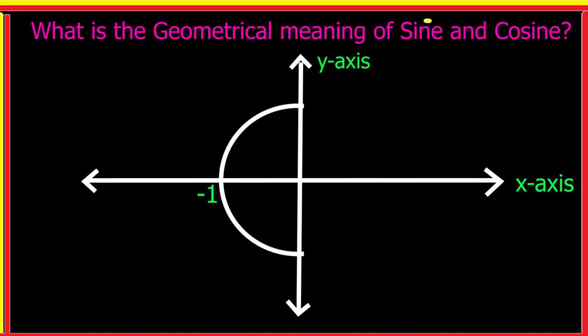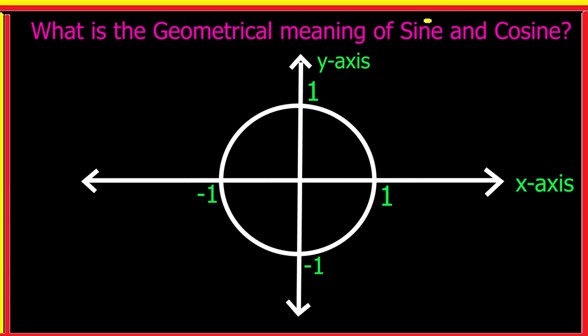I will start by defining the trigonometric functions sine and cosine. Those functions are defined in different ways, but I will focus on their geometrical meaning based on a unit circle.